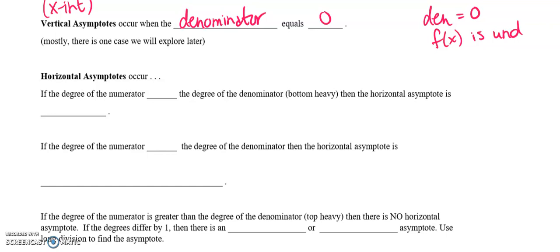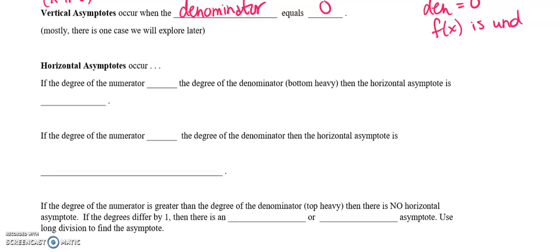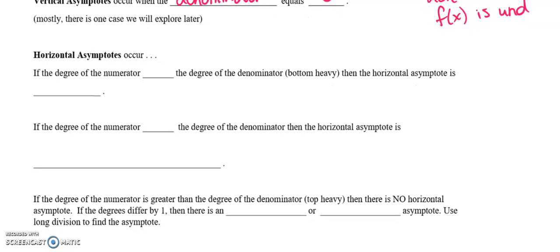Horizontal asymptotes, there's 3 different situations for the horizontal asymptotes. We're talking about the degree. So remember, the degree is the highest power on the variable. If the degree of the numerator is less than the degree of the denominator, so I call that bottom heavy, like an x over an x squared, then the horizontal asymptote is y equals 0.